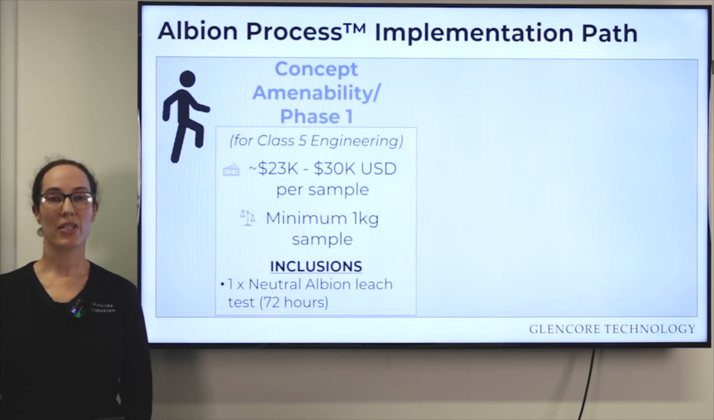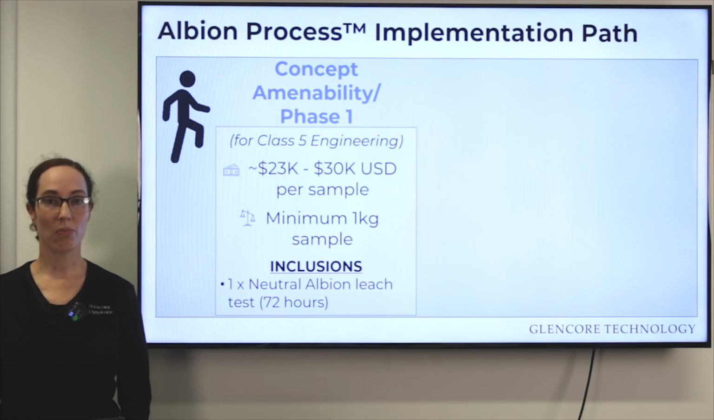So if the Albion process is sounding like a good idea for your project, let's take a look at what the implementation path is. We start off with a concept or amenability test in phase 1. This is a pass-fail test where the conditions are such that you give it the best chance to pass. If, however, this test does not pass, we can hand on the heart say it's not worth going further.